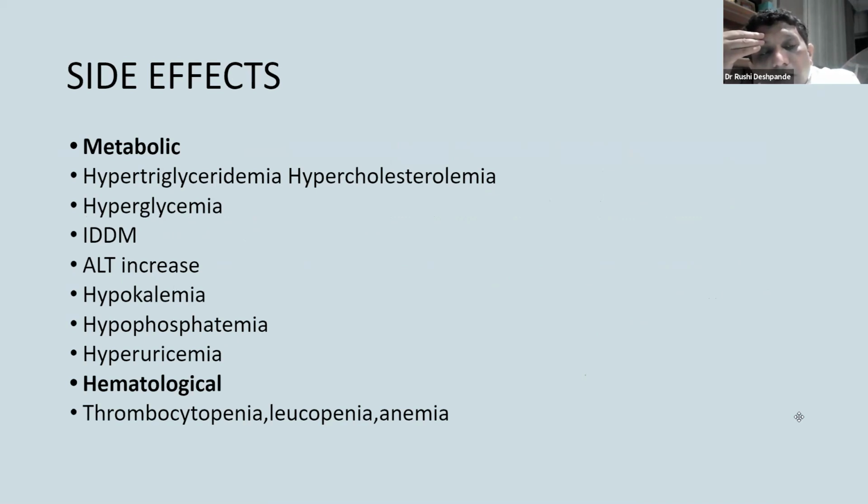And what side effects am I referring to? Look at the list. Hypertriglyceridemia, hypercholesterolemia, very difficult to control when you are on these drugs. Hyperglycemia, not so common, but it can sometimes even cause NODAT. Liver toxicity manifested with a rise in ALT. Hypokalemia, hypophosphatemia with hyperuricemia, that is a metabolic defect with sirolimus. And hematological, it will present with anemia, leukopenia, and thrombocytopenia.